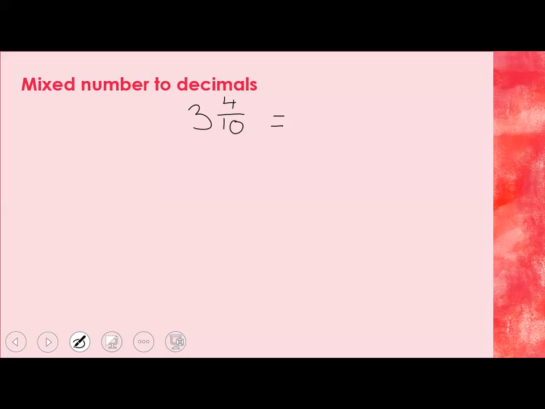Okay, well done if you worked out that you had 3 whole ones and 4/10. I write that as 3.4. Now, I might not always get my mixed number as tenths, but that is something that we will be thinking about a little bit later, okay?